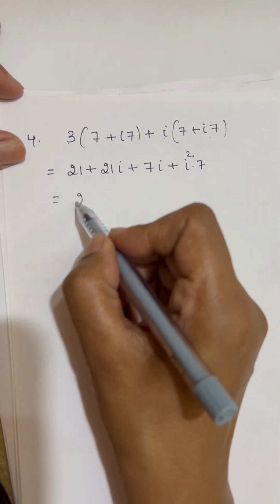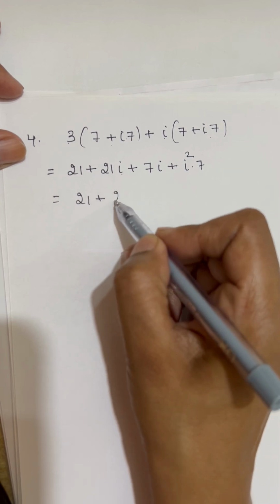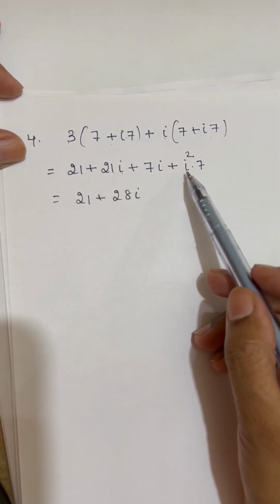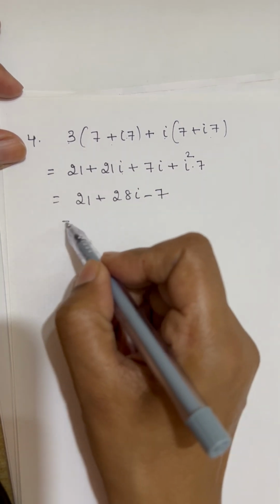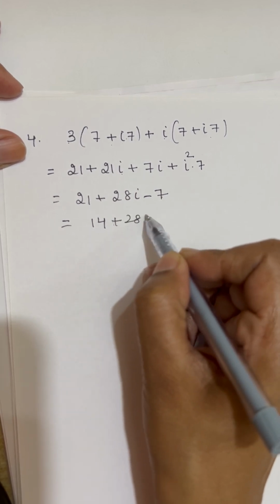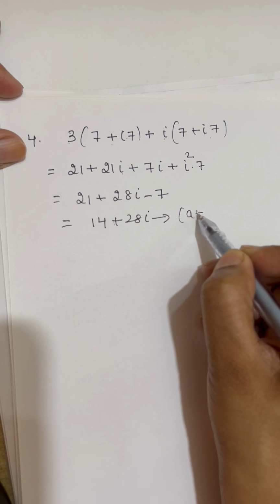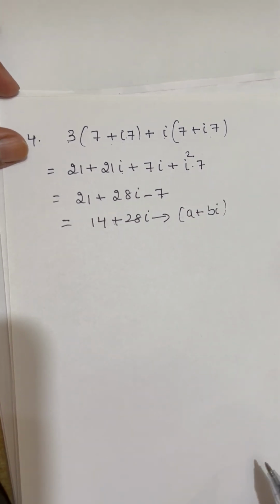So this becomes 21 plus 21 iota plus 7 iota. It becomes 28 iota. And what is iota square? That is -1. So this will become -7. So answer will be 21 minus 7, 14 plus 28 iota. So we have expressed it in the form a plus b iota. A is 14 and b is 28.